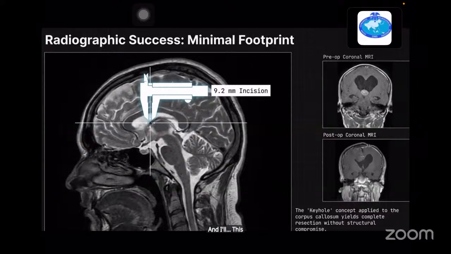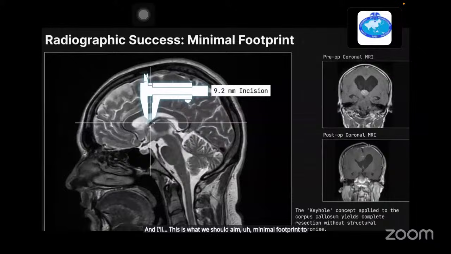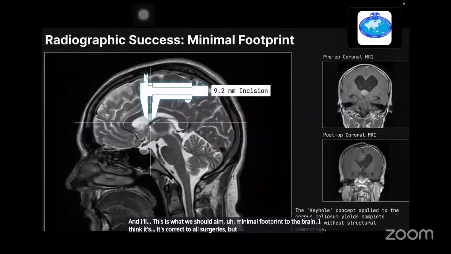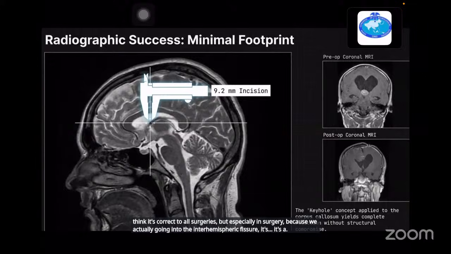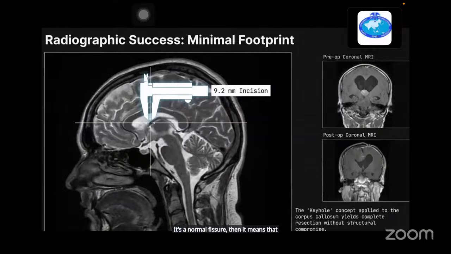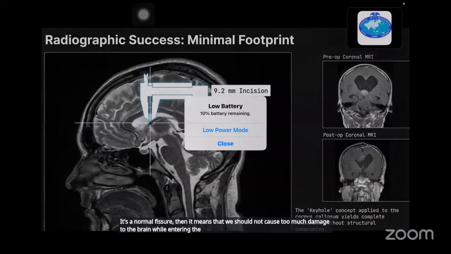And this is what we should aim for: minimal footprint to the brain. I think it's correct for all surgeries, but especially in this surgery, because we are going into the interhemispheric fissure, it's a normal fissure, which means that we should not cause too much damage to the brain while entering the midline structures.